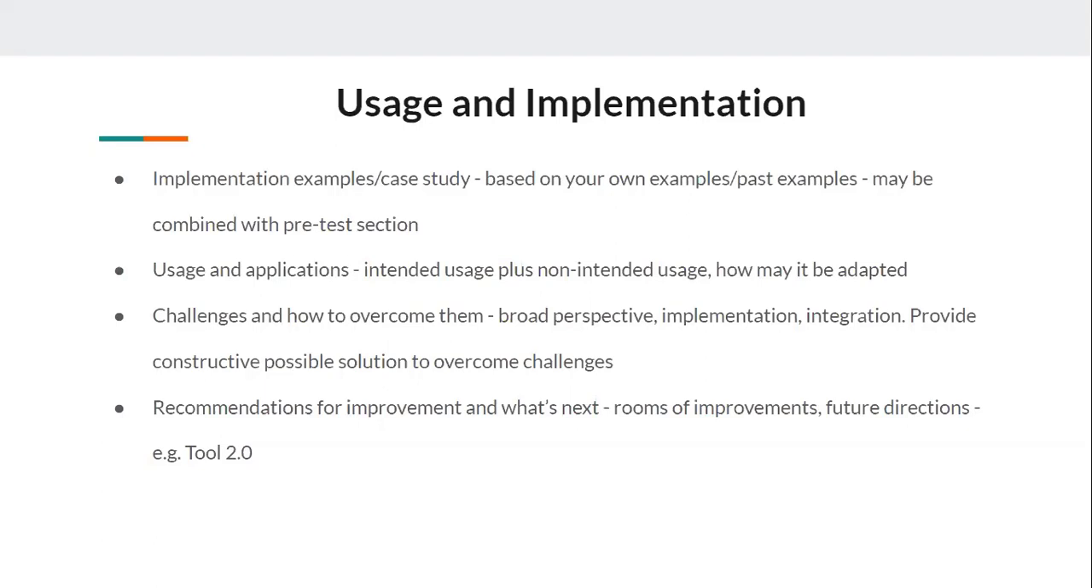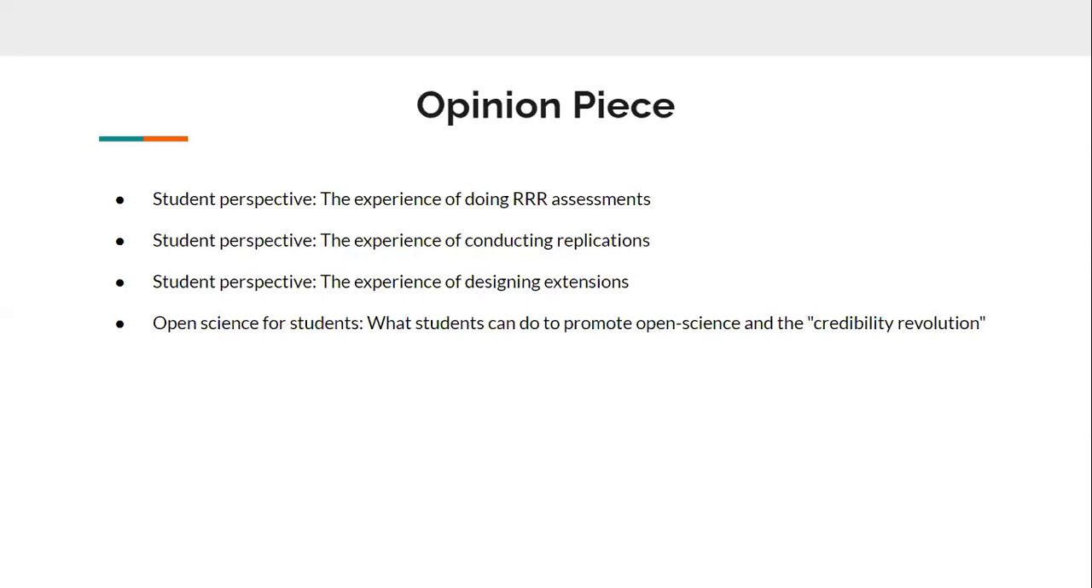This can help us improve and perhaps inspire ideas for research directions that we may actually work on in the future. For example, a 2.0 on related issues, adapted for other purposes. We would really appreciate constructive and meaningful recommendations for us, meta-science researchers, and the general science community. Next, I'm going to talk about the opinion piece in the template in this tutorial. This includes perspectives of replication assessment, conducting replications, design and extension, as well as open science for students. What our students can do to promote open science and credibility recognition.